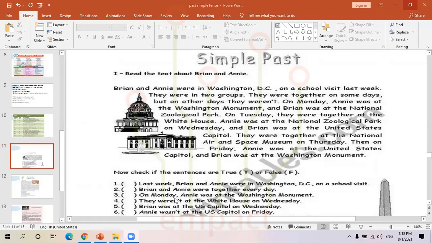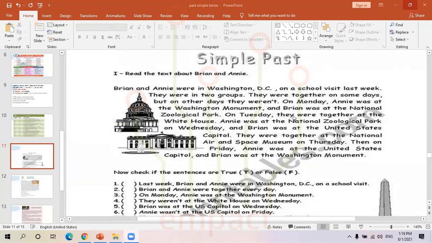Brian and Annie were in Washington, D.C. on a school visit last week. They were in two groups. They were together on some days, but on other days they weren't. On Monday, Annie was at the Washington Monument, and Brian was at the National Zoological Park. On Tuesday, they were together.